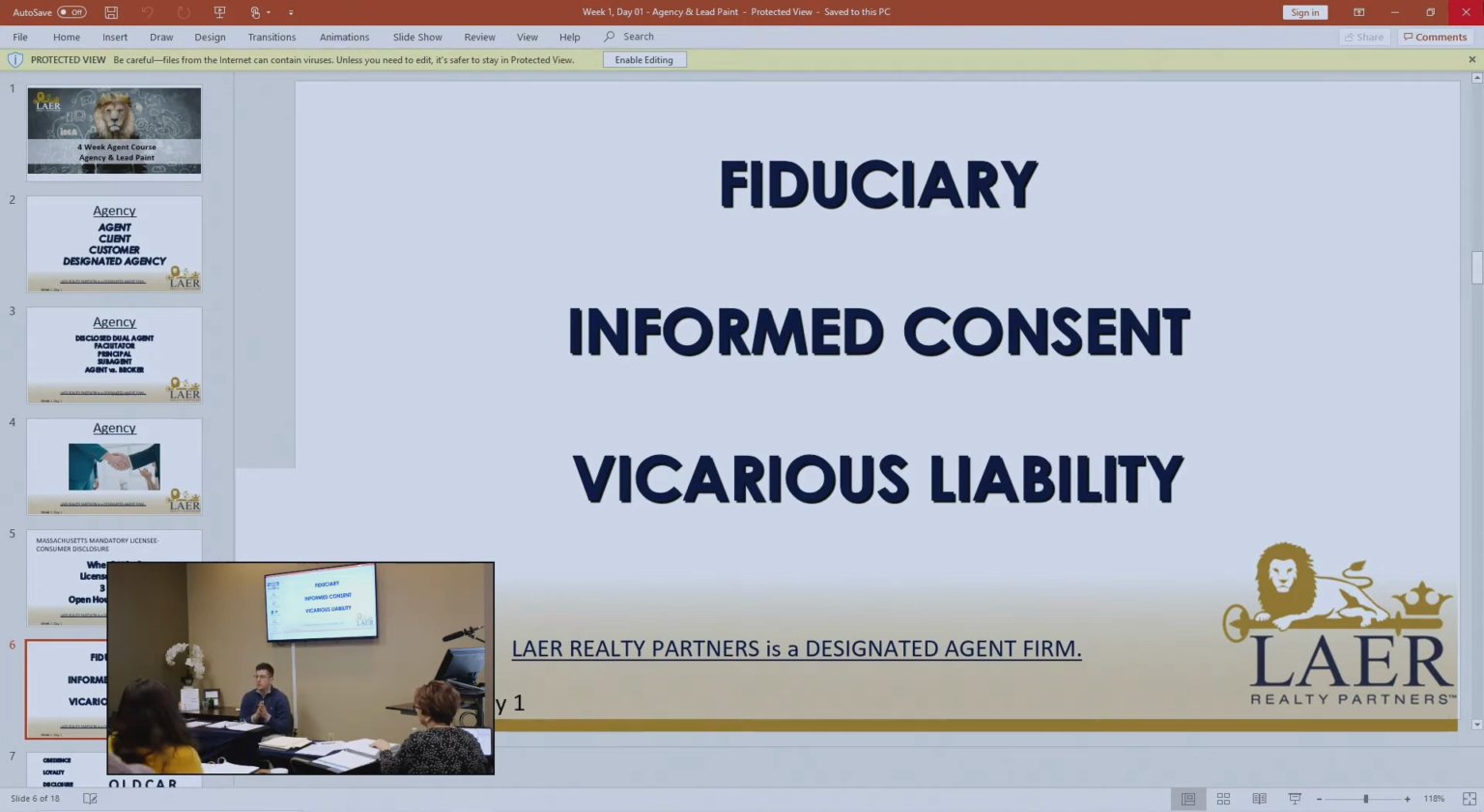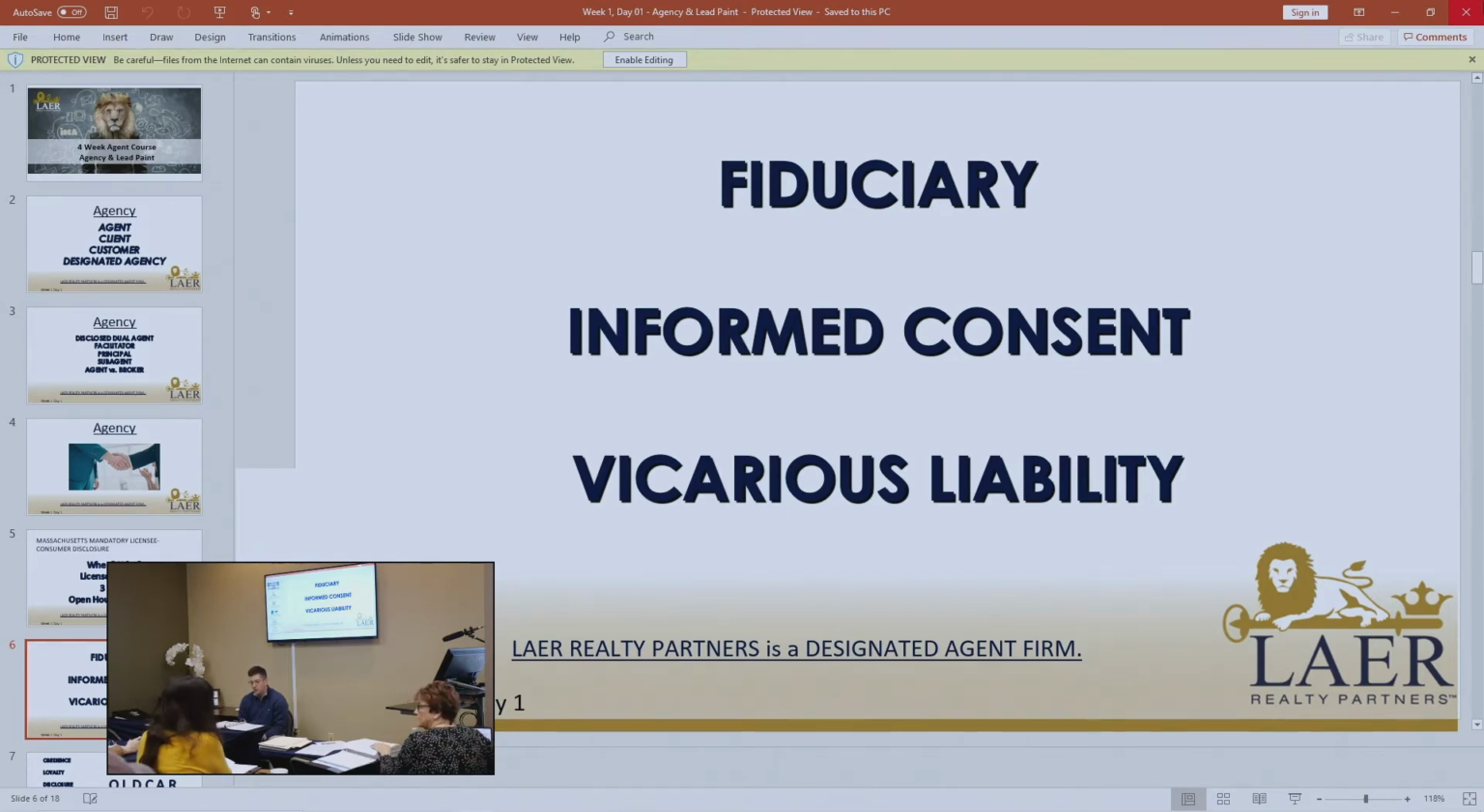Let's say you represent a seller, and they tell the buyer something that you had no knowledge about. You move forward business as usual, after closing a lawsuit happens, and you get looped right in. So something to think about.